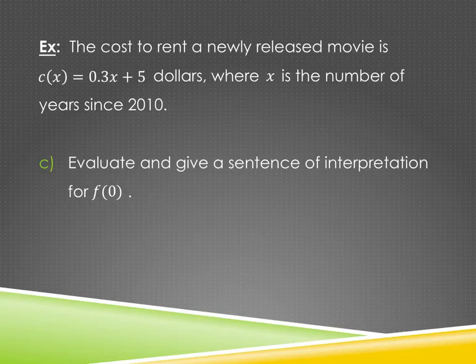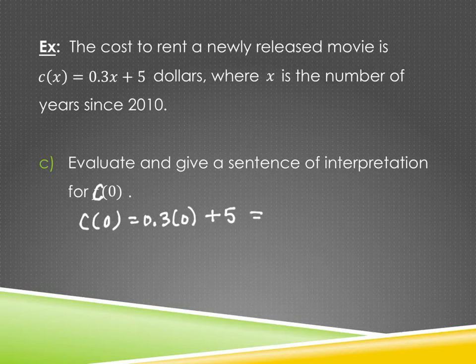We've done this idea of evaluation back in sections 1 or 2, maybe both of them, but we haven't done a whole lot of the interpretation for what it means with context. So this says evaluate and give a sentence for f of 0. That should say c of 0, my apologies. Well, it means that I'm going to put a 0 everywhere I have an x. And if I do that, please don't grab your calculator, what would you get? 5, right? You just get 5.